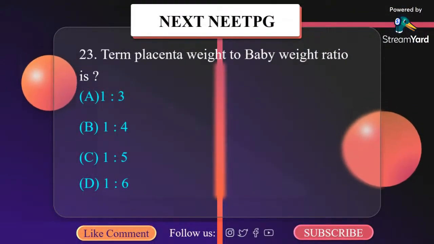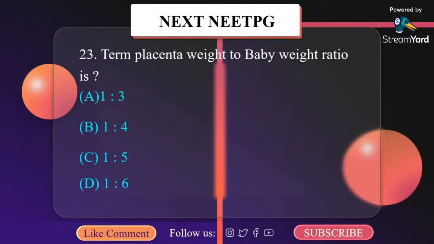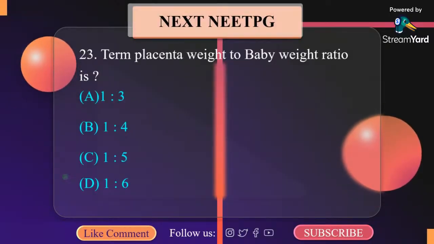Term placenta weight to baby weight ratio is: A. 1 is to 3, B. 1 is to 4, C. 1 is to 5, D. 1 is to 6. It is 1 is to 6.